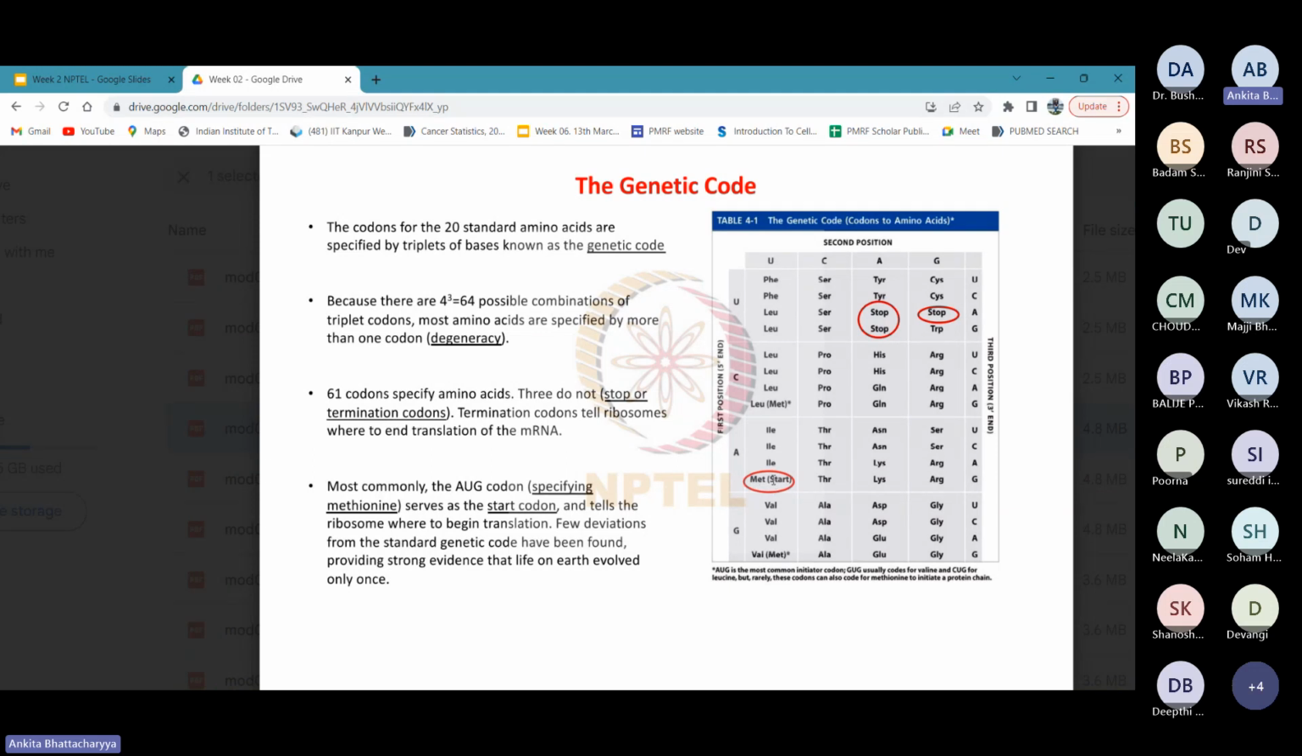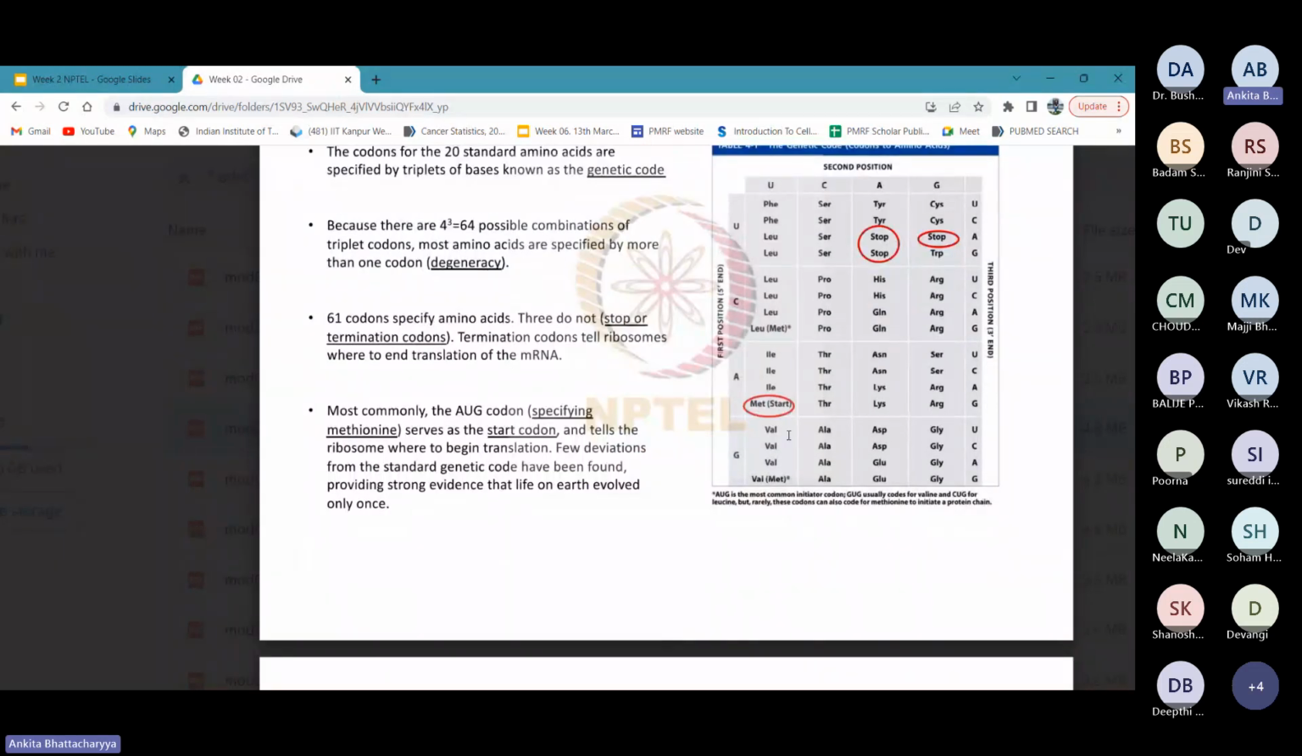Methionine is also responsible for initiating the process of translation. In prokaryotes, it carries a specific modification known as fMet, which is formyl methionine. It basically means the methionine has a formyl group conjugated to it, and that serves as the initiator codon for the mRNA. So these are the common properties of the genetic code.